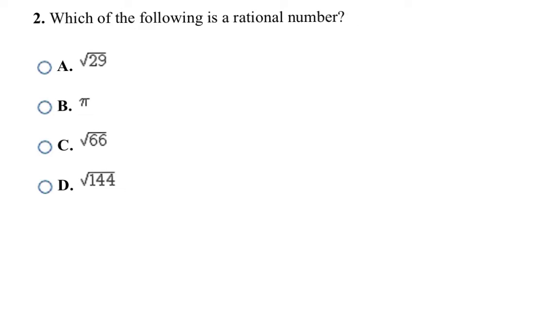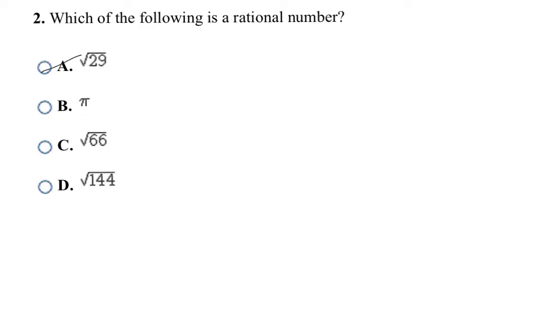Which of the following is an irrational number? So we're looking for decimals that end. We're looking for decimals that repeat. So the square root of 29 is 5.38516480713. So you can see it just keeps on going and it doesn't repeat. So that's irrational. So it's not A.